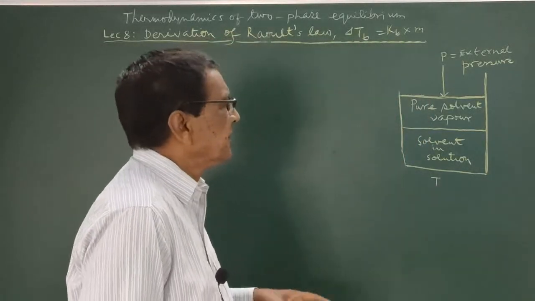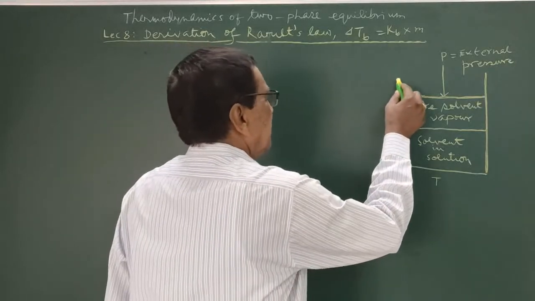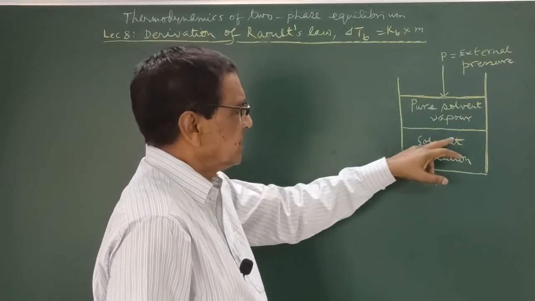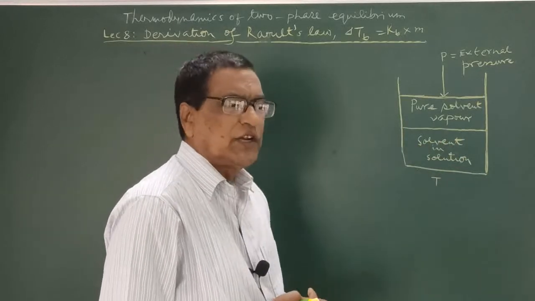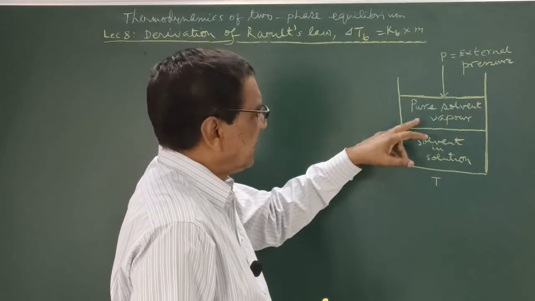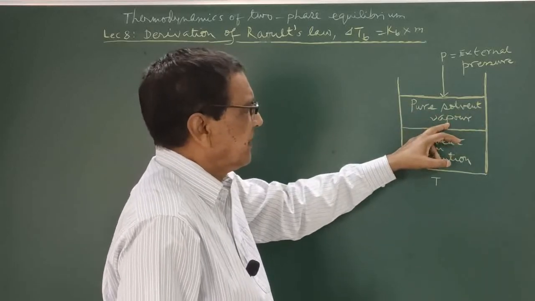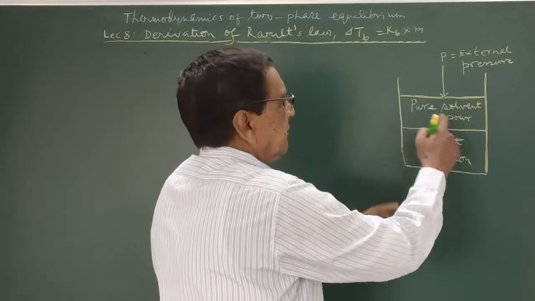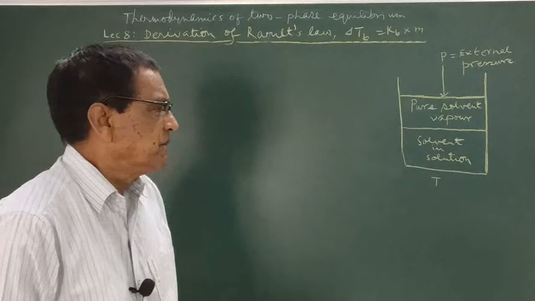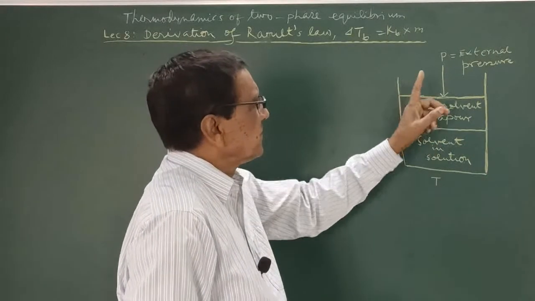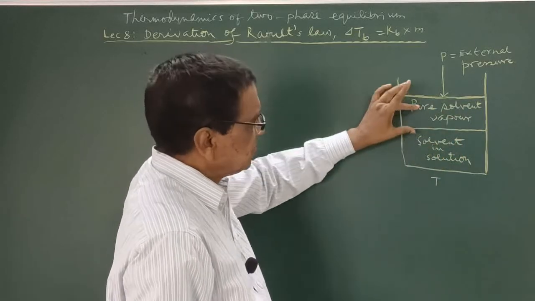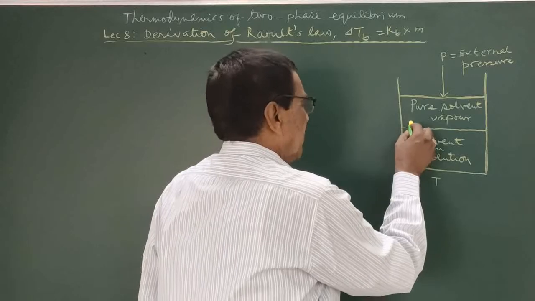Here this liquid is the solution of a non-volatile solute in a volatile solvent, and here it is the pure solvent vapor. This is contained in a cylinder fitted with a piston, and this piston is under the external pressure P. This external pressure is equal to the vapor pressure of the liquid, in which these two are in equilibrium.